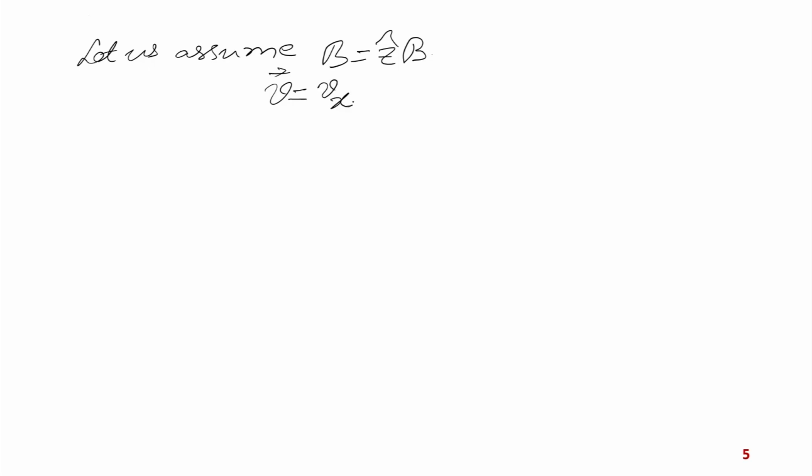Now, let us assume that B is z directed. I will write it like this. The velocity vector, as I already considered, is arbitrary, moving in an arbitrary direction. So, we will resolve it into 3 components: the x component, y component and z component.